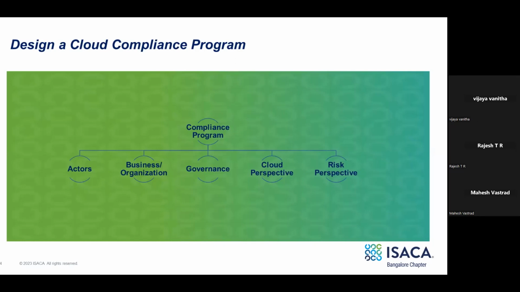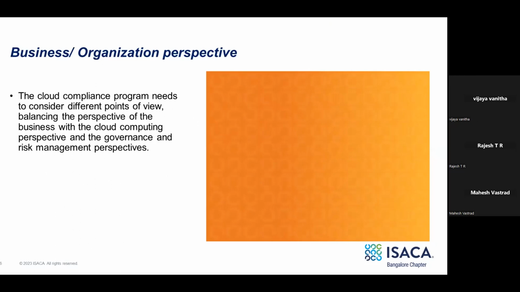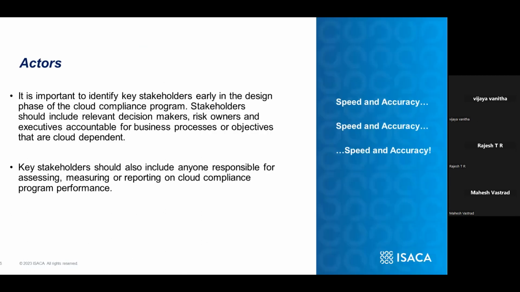When it comes to the business or organization part, a cloud compliance program needs to consider different points of view, balancing the perspective of the business with the cloud computing perspective. When it comes to business, the nature of the business, what exactly they are into, whether the selected compliances or framework is applicable to that business, which type of cloud model they are using, whether they are using private cloud or public cloud or a combination of both, that also matters much while doing the audit. And market share position, market geolocation is the biggest thing in compliance auditing. Then the level of IT, and all other aspects to cover in that one.